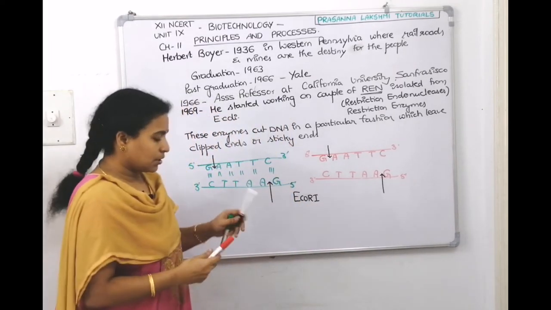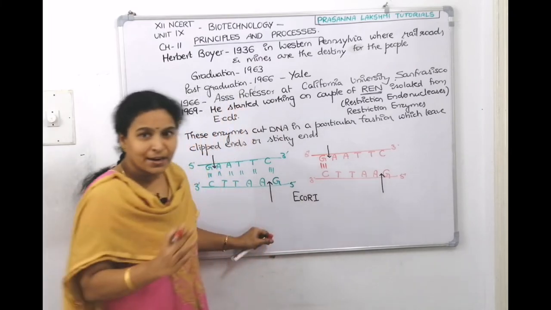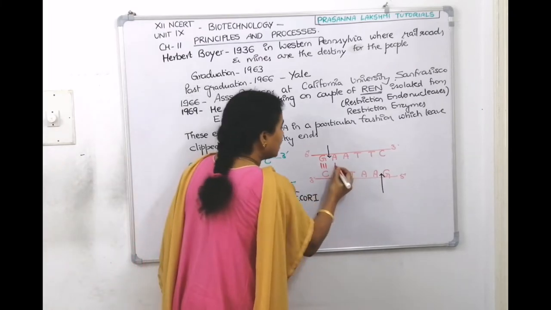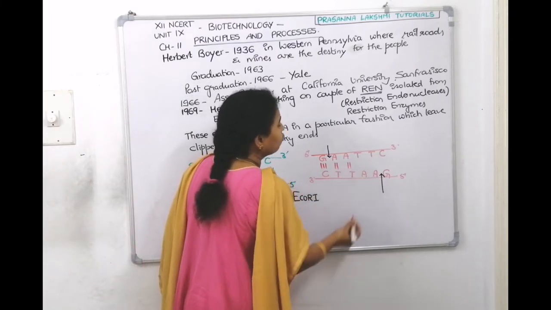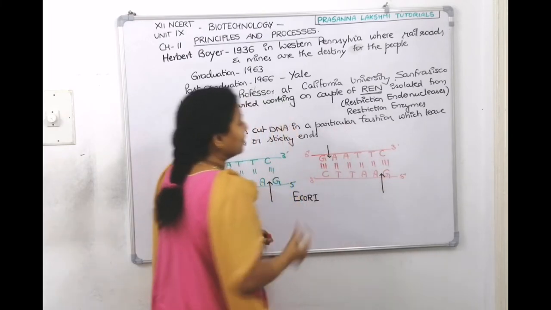Okay. So you can draw the bonds here also, the hydrogen bonds. G and C show three hydrogen bonds between them. A and T, two bonds. A and T, two bonds. C and G, three bonds, right?